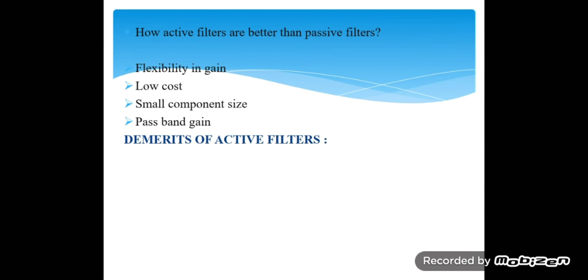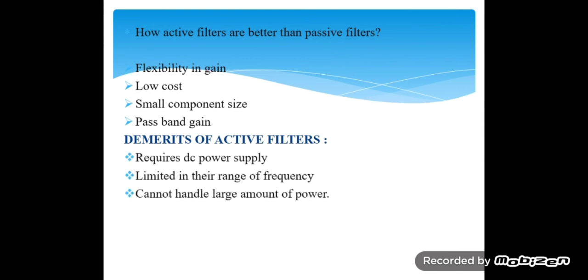We know that op-amps and transistors are low in cost. Small component size: op-amps and transistors are obviously small in size than inductors, which are passive components. They are relatively smaller than the passive components. It also has more pass band gain as compared to passive filters. Pass band gain is nothing but the gain in the pass band region, the region in which the frequencies are allowed without any attenuation. That gain is more in the case of active filters.